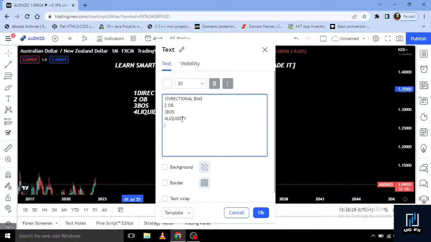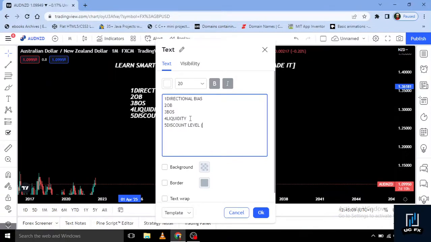The number 5th stuff that we have is you have to look out for the discount levels, discount prices. You have to wait for the price to come back to the discount levels after taking out liquidity.